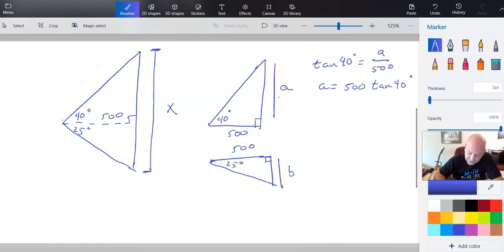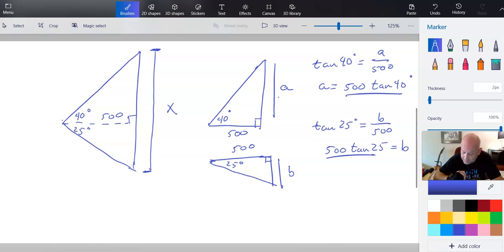Right? Now, we can do something very similar with B. B is the opposite side to the 25-degree angle, and 500 is the adjacent side. And so that means for B that tangent 25 degrees is equal to B over 500. If I cross multiply, 500 times tangent 25 is equal to B. And so we have both of the pieces now. So all I have to do is compute 500 times tangent 40 and 500 times tangent 25 and add those two numbers together. So let's go ahead and pull out our magic calculating box.